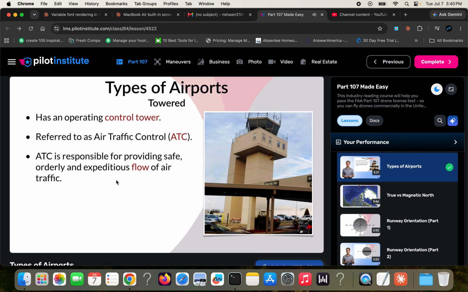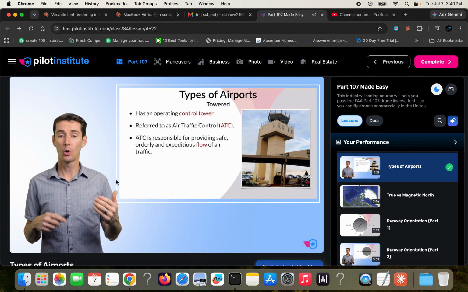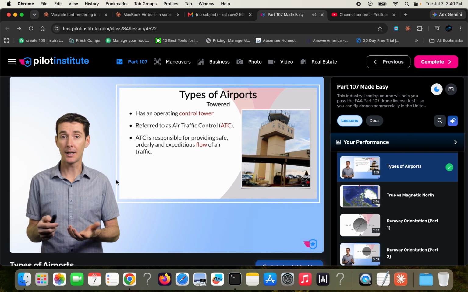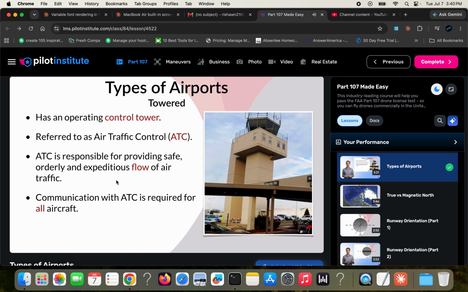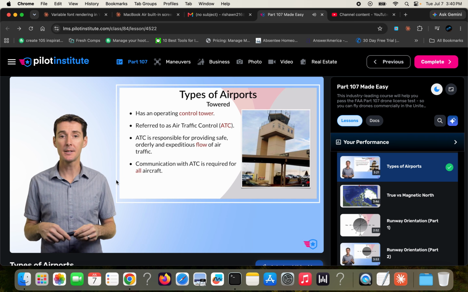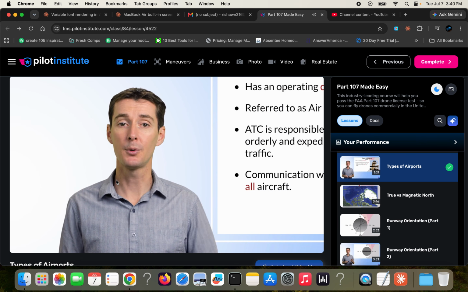Now, ATC is responsible for providing a safe and orderly flow of air traffic. That's their job. Their job is to make sure that whoever is flying around their airspace is doing it safely without colliding into each other. From a manned aircraft standpoint, communication with ATC is required for all aircraft. Everybody who enters the airspace that is controlled by ATC has to follow the instructions of ATC, which means that they have to communicate with them.